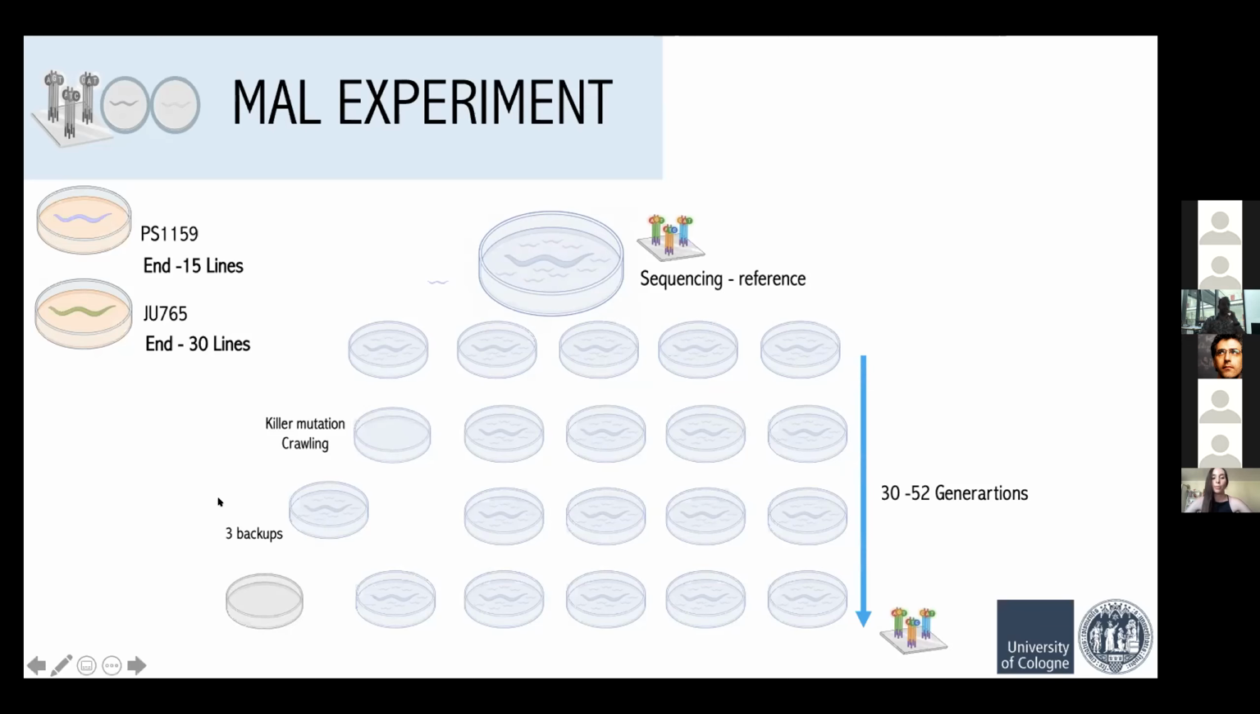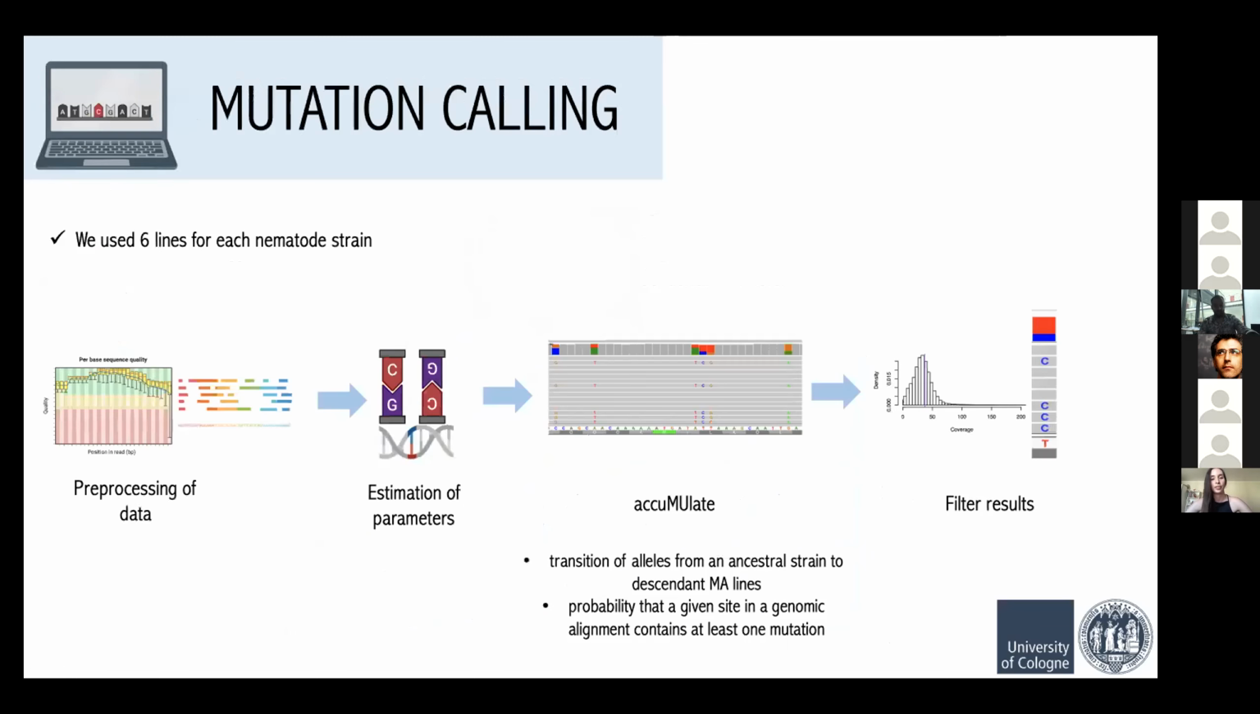A system of backups was also allowed, because strongly deleterious mutations can occur, which would mean the end of a line or even crawling of the nematodes out of the plates.